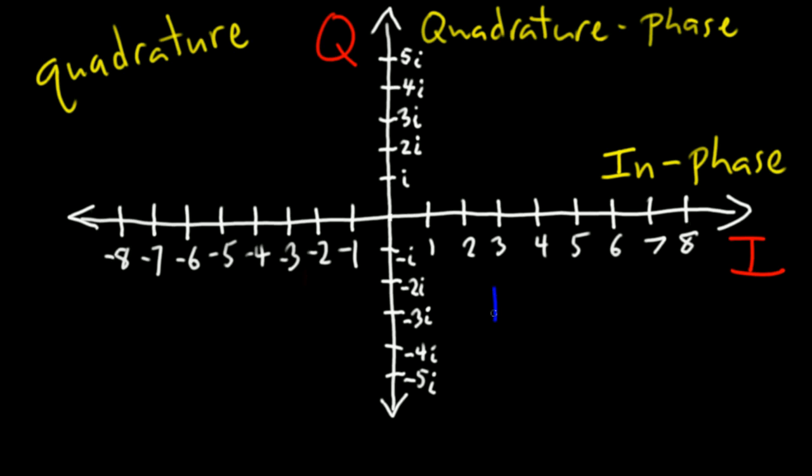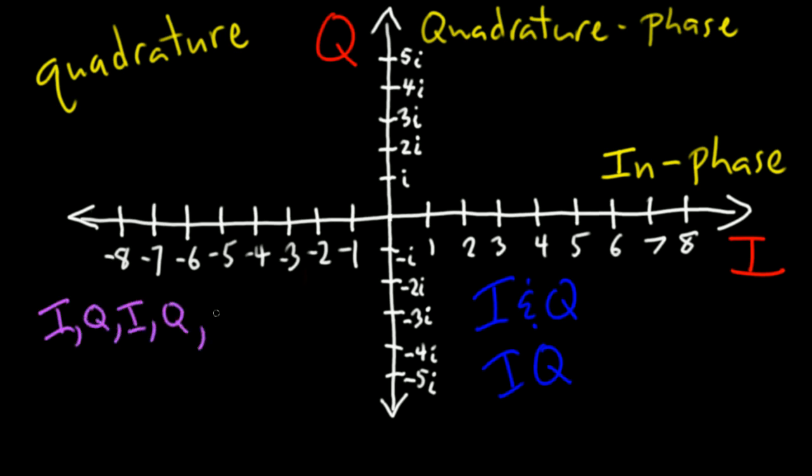Now, you'll hear people talk about I and Q sometimes, or they'll talk about IQ samples, or they'll talk about a quadrature sampling system. For example, HackRF is a quadrature sampling system, and it delivers samples to the host computer one at a time. I followed by Q, and then the next sample's I followed by Q. It delivers this stream, I, Q, I, Q.